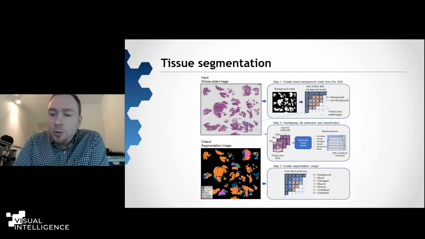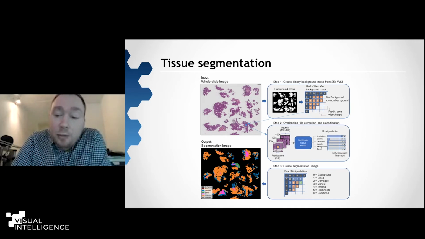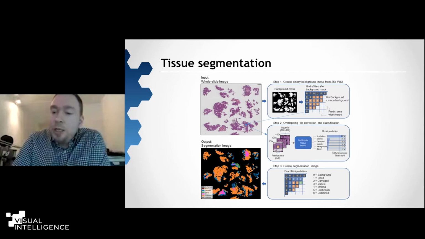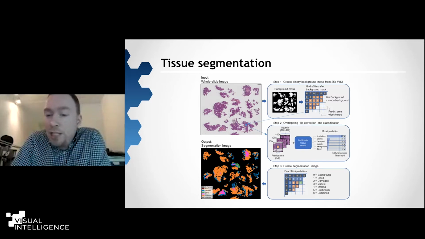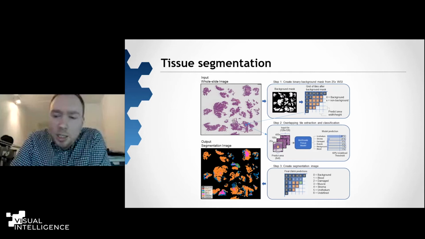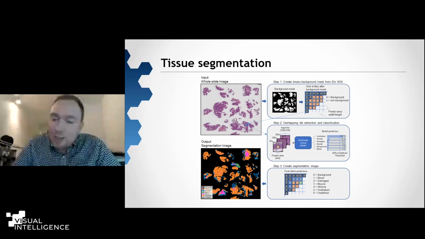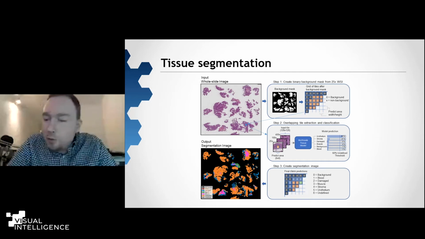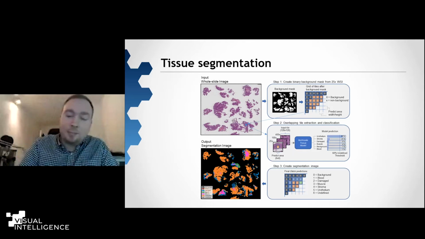Then, in step 2, all tiles specified as non-background are fed through our multi-scale tissue model, which will output a probability for each tissue type. If the probability is above the 60% threshold that we have defined, we will assign that tissue type to the tile. And then finally, in step 3, we assign a color to each tissue type and can create our tissue segmentation images. Let's have a closer look at the multiscale model from step 2 on the next slide.